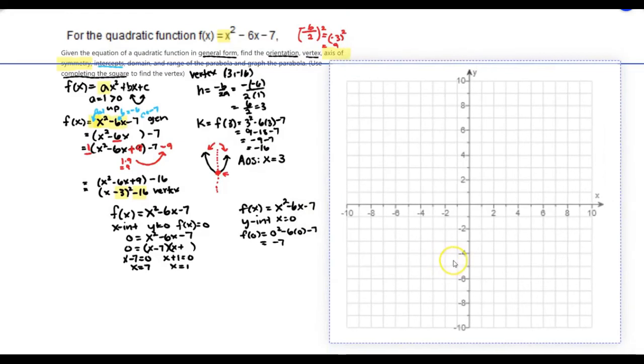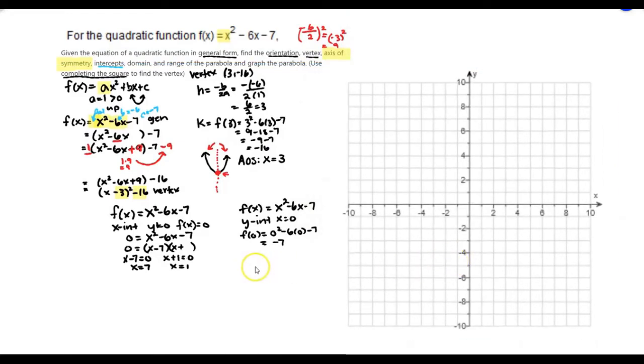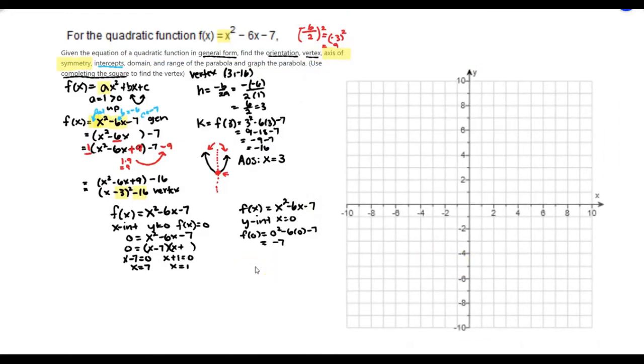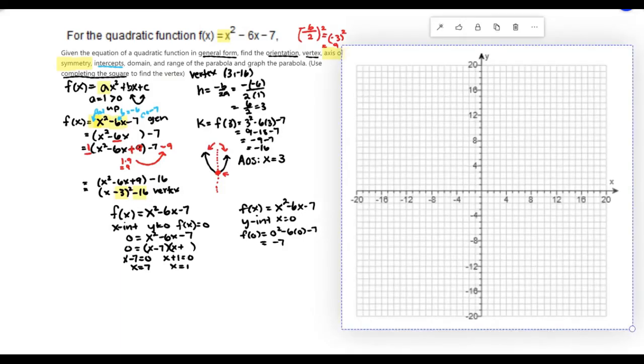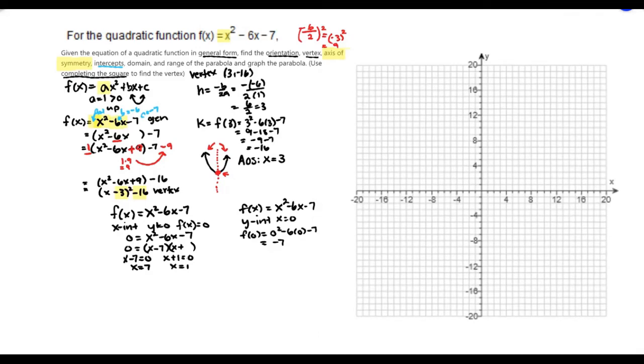So to graph the function, I'll plot the vertex, and it goes off my screen a little bit. Since that went off my screen, I got a different grid, and now I can plot that vertex at 3, negative 16.